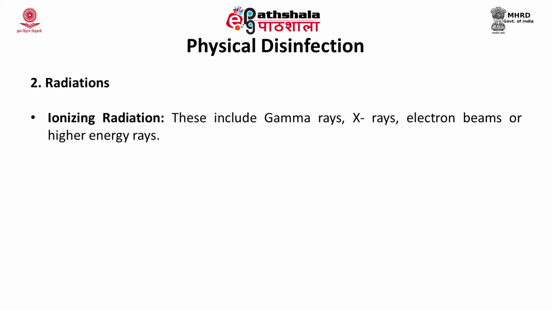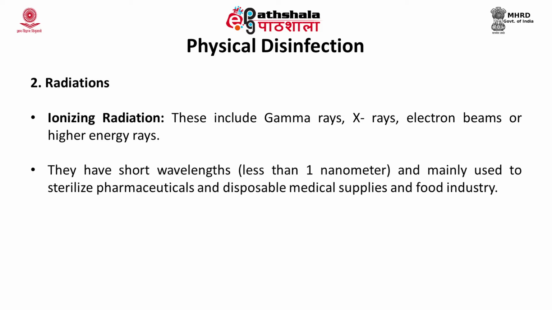These radiations include gamma rays, X-rays, electron beam or high energy rays. They have a short wavelength, approximately less than a nanometer, and they are mainly used to sterilize pharmaceutical and disposable medical supplies and are also used in the food industry.